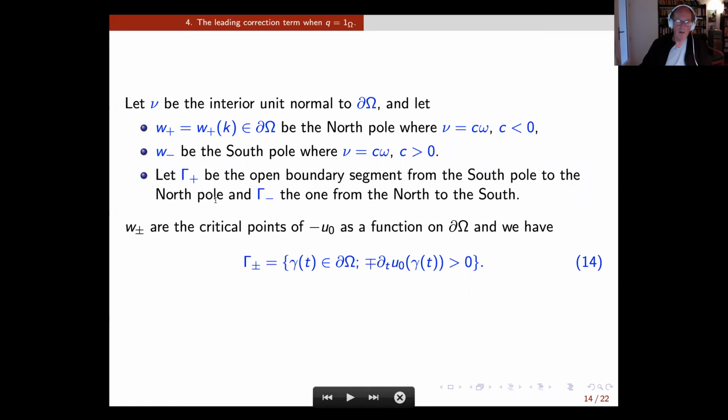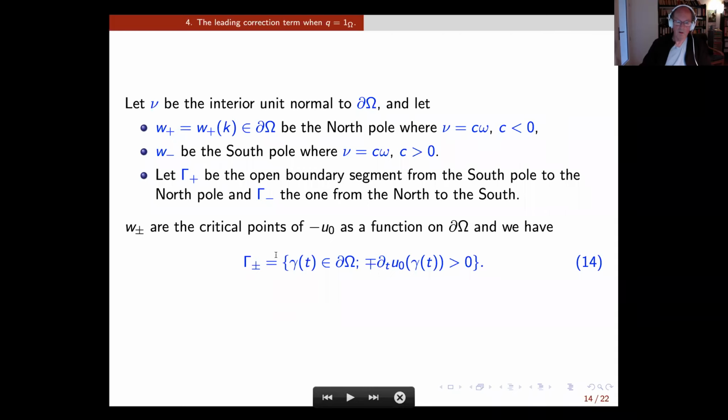Gamma plus is the boundary segment from the South Pole to the North Pole when you go around the boundary with a positive orientation. And gamma minus is the open boundary segment where you go from the North Pole to the South Pole on the other side of the obstacle. And then what you check is that these poles are precisely the critical points of the phase function I have along the boundary, and more precisely, they are non-degenerate critical points.